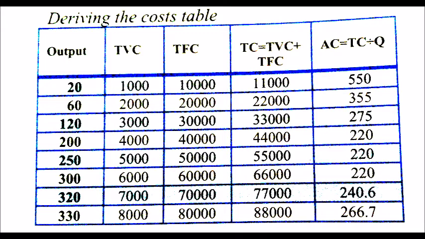The total cost is TVC plus TFC. We have the 11,000, 22,000, 33,000, 44,000, 55,000, 66,000, 77,000, 88,000. Then we have our average cost. That is the total cost divided by quantity. That's why we have our 550, 355, 275, 220, 220, 220, 240.6, and 266.7.